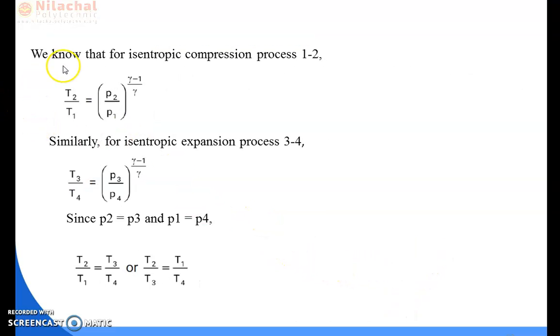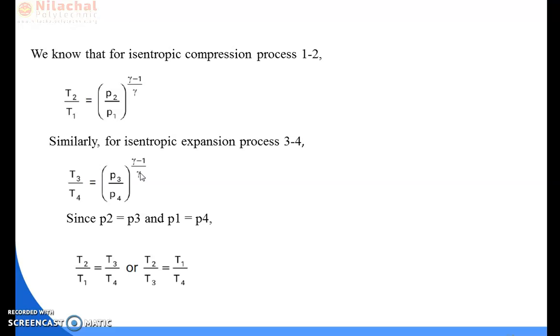Now all of you know the isentropic compression process, the 1 to 2 process. In the PV form, PV^gamma is equal to constant. In the TP form, it will come T2/T1 = (P2/P1)^((gamma-1)/gamma). Similarly, for the isentropic expansion process, that is 3 to 4, if you calculate, you will get T3/T4 = (P3/P4)^((gamma-1)/gamma).